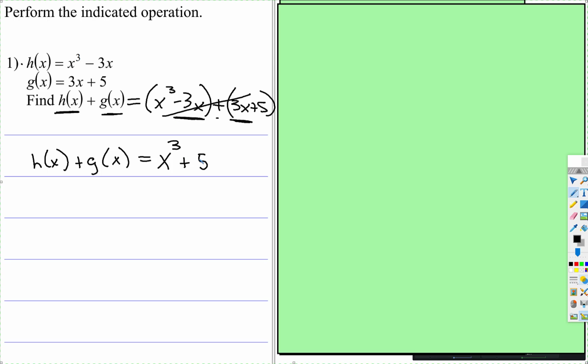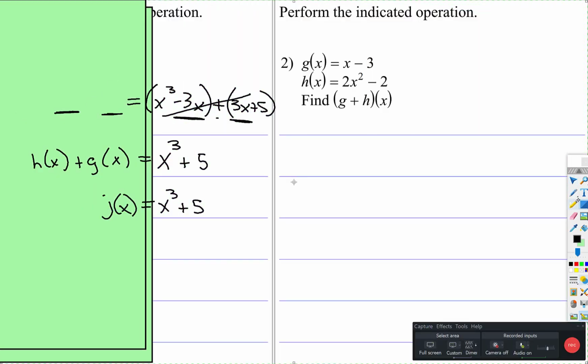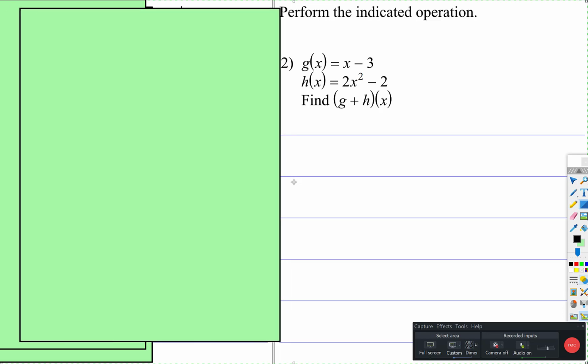So notice when we add those two functions together, we get a completely new function. We might even call that new function j of x. You could call it something else. But notice, if you were to graph those three functions in Desmos, completely different graphs from each other. Okay, now I'm going to move this stuff over. In fact, I will do this.